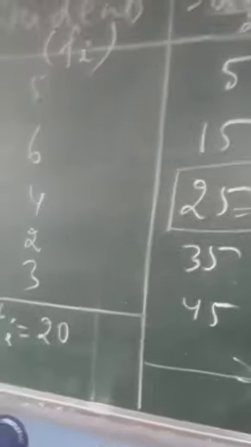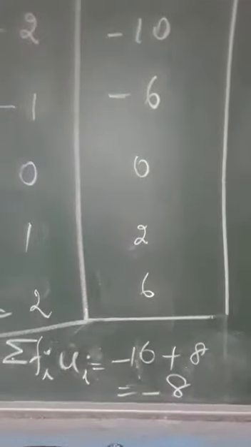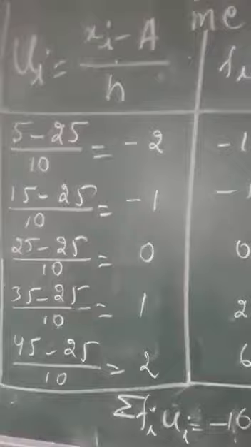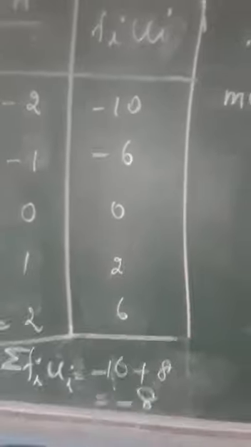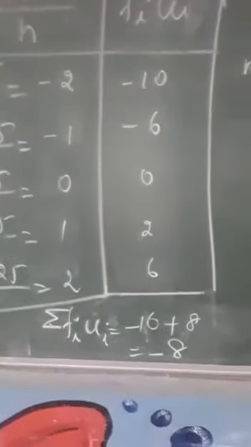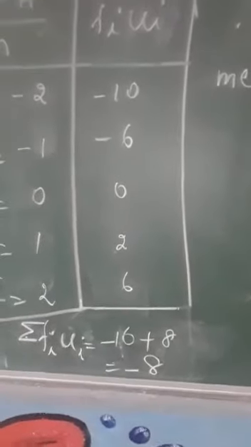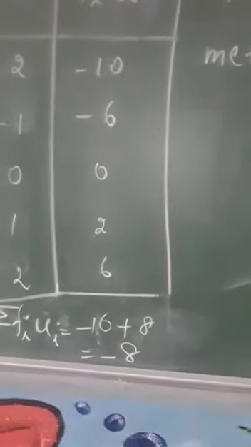Now the fourth fi is 2. Here we have to multiply this 2 with 1 to get the product of fi ui is equal to 2. And the last fi is 3 and the product with the last ui, that is 2, is equal to 6. Now we will add all fi ui. For that we have added all the negative terms together, that is equal to -16, and then we have added all positive terms which is equal to 8. Now the sum of -16 and 8 is equal to -8.